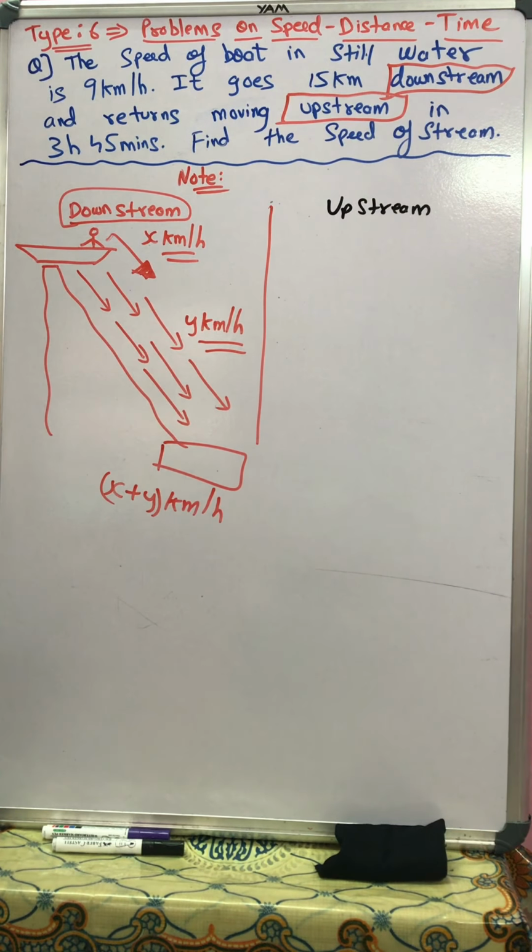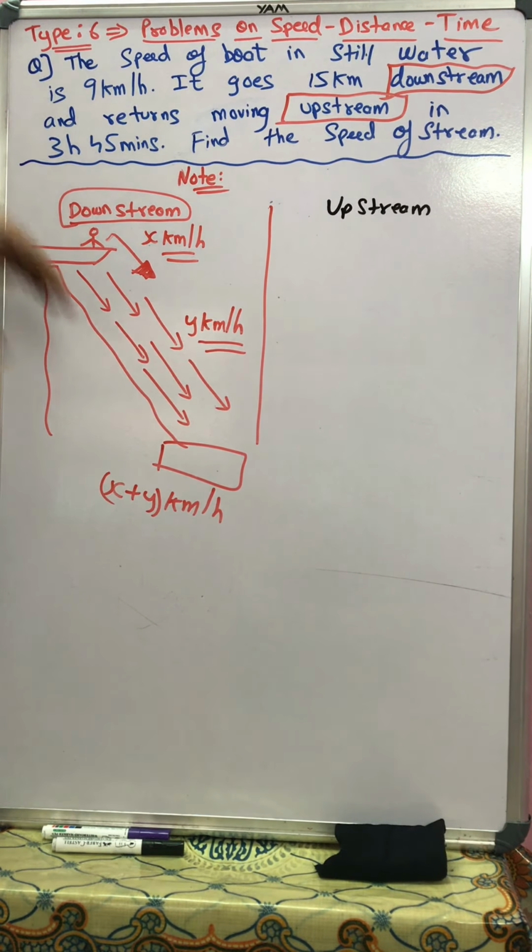And why is it called downstream? Because stream always flows from top to bottom, and I am going down, so that's why it's called downstream. So I'll say speed of downstream, S subscript D, is x plus y km per hour. Remember this, x is the speed of boat, and y is the speed of stream. Either they will give you the speed of stream or the speed of boat.